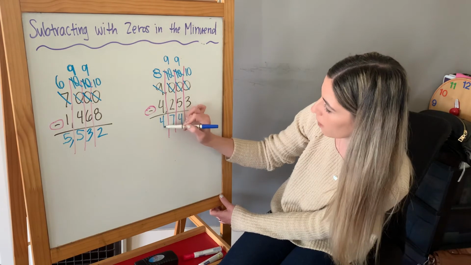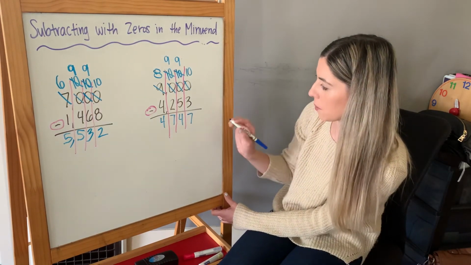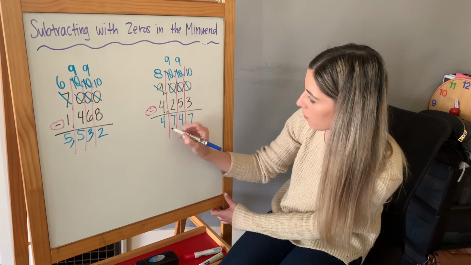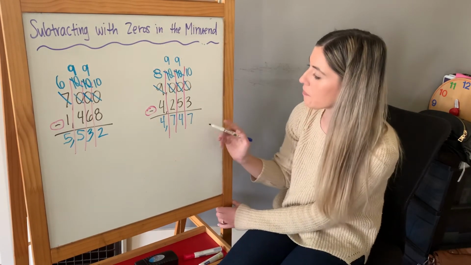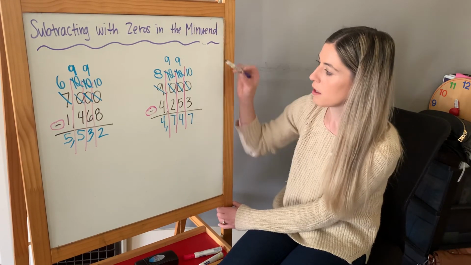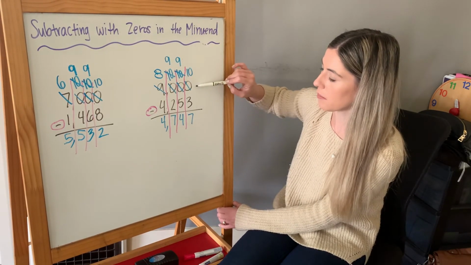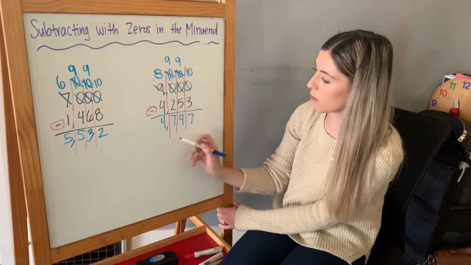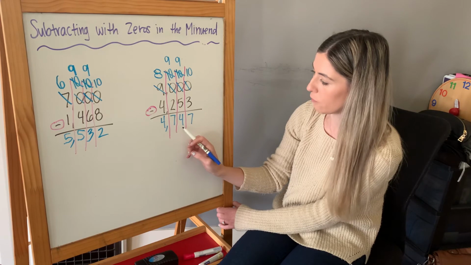Yes, it's 4. Then I start on the right, I count 3 spaces over and I add my comma. So 1, 2, 3, add my comma in front of that. And my answer is 4,747. So now I know that 9,000, my original number, minus 4,253 equals 4,747.